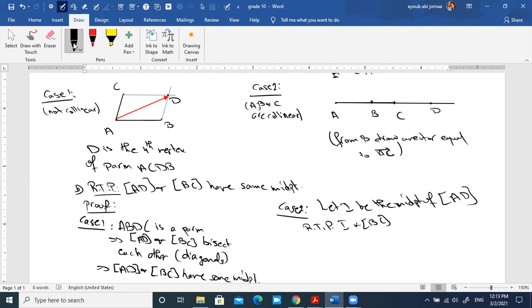If you are going to prove that I is the midpoint of BC, then you have to prove that vector BI is equal to vector IC. Vector BI is equal to vector IC. Or prove that BC is equal to 2BI. Or vector CB is equal to 2CI. When you have to write the proof, that's what you have to write.